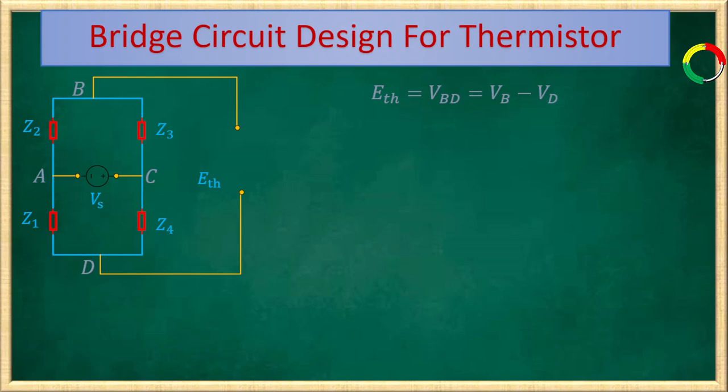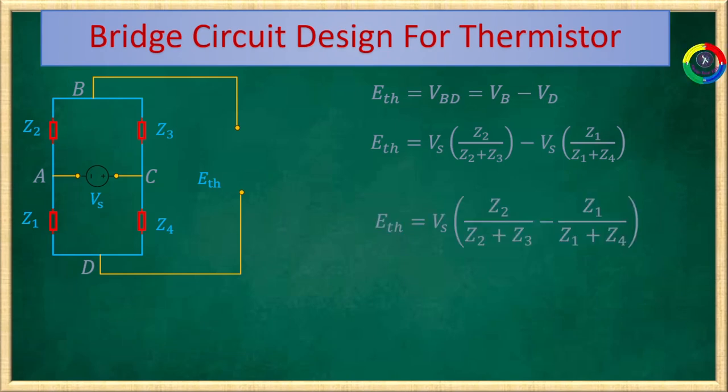Now, assuming Vb is at higher potential than D, even though this is personal and depends on your assumption. You can assume the reverse, but assume that point B is at higher potential than D. And ETH equals VBD, or Vb minus Vd. Substituting the previous values for Vb and Vd, we get ETH = Vs times Z2/(Z2 + Z3) minus Vs times Z1/(Z1 + Z4).